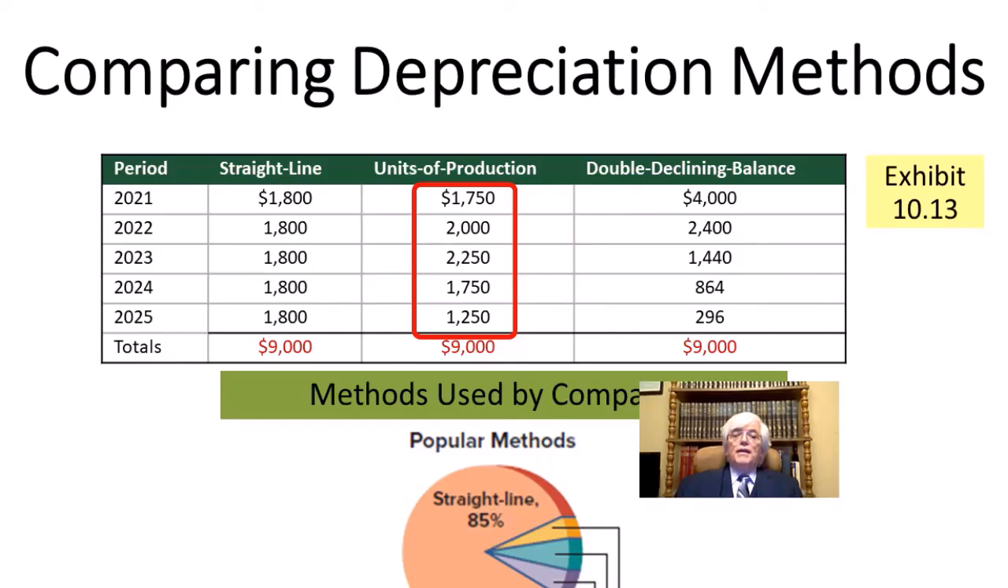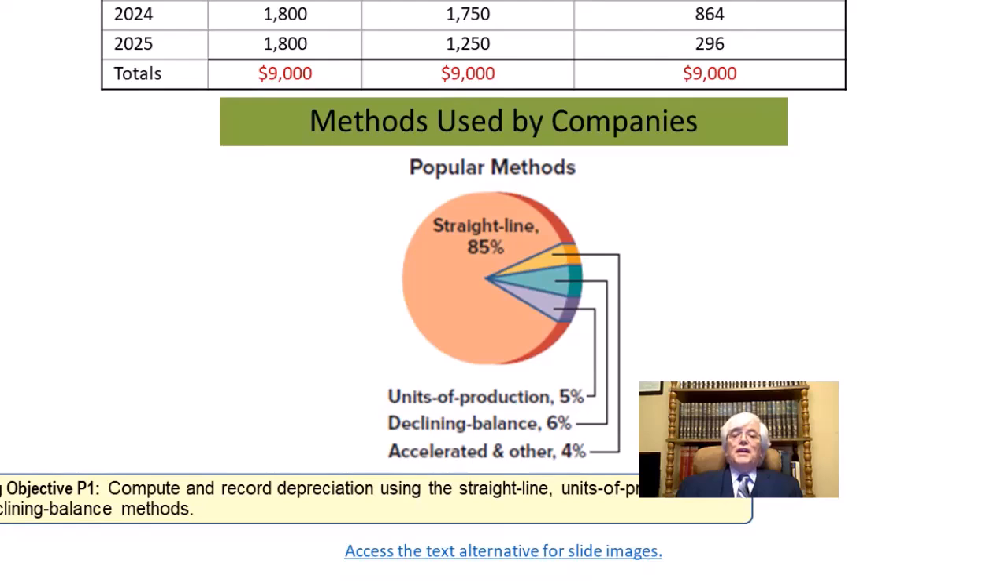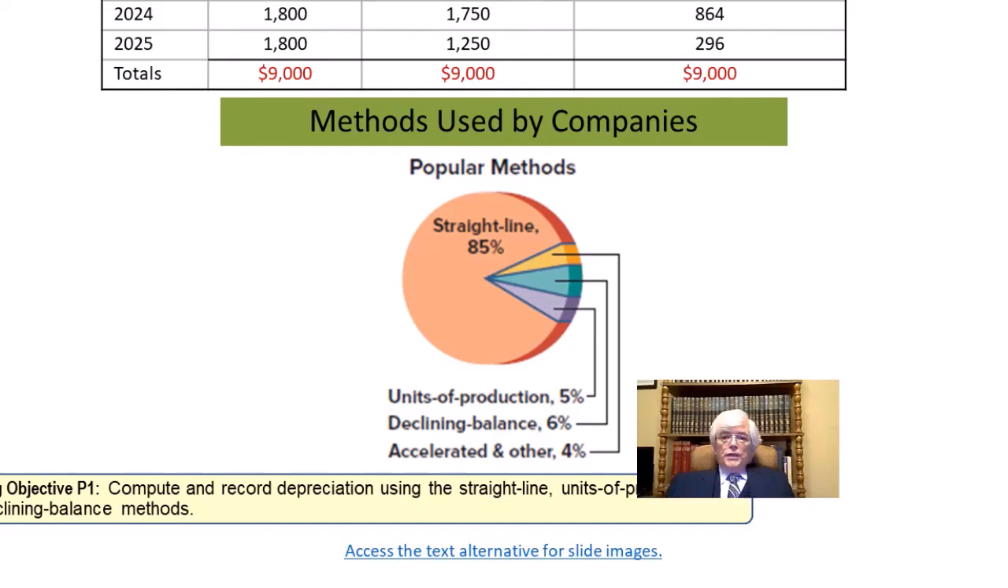You may be wondering why we have all these different methods. Straight line depreciation is so clean and simple. Why doesn't everybody just use that? According to the pie chart here, almost everybody does. About 85% of companies use straight line depreciation. Only 11% use declining balance and units of production methods combined. But you still have to learn them. And there are even more methods used by the remaining 4% of companies. The good news is you don't have to learn those.